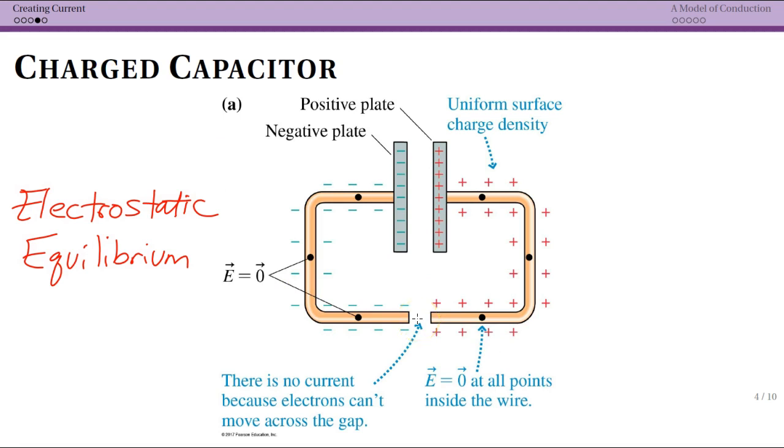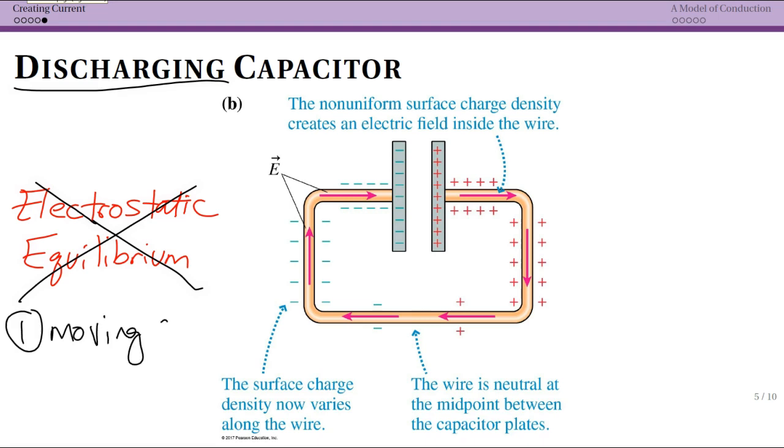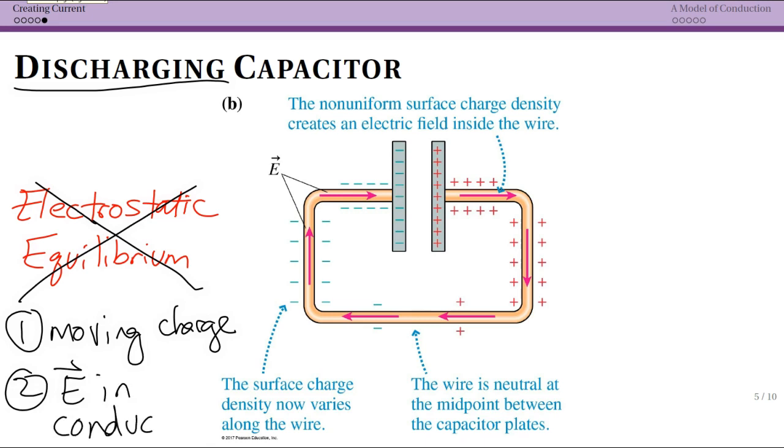So what we then want to think about is what is going to happen when we actually close that gap, for instance, by closing a switch. What is then going to happen? Well, most importantly, you no longer have electrostatic equilibrium. This is just not true. This is now discharging, which means that you have moving charges and you have an electric field in your conductor. So this is really important.